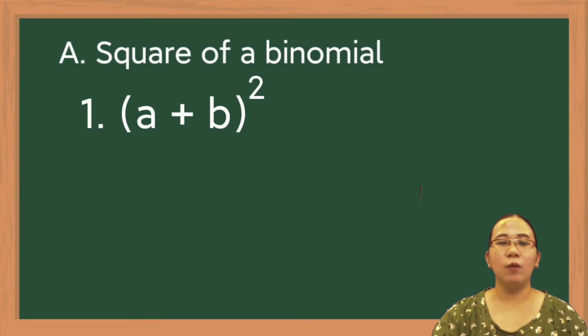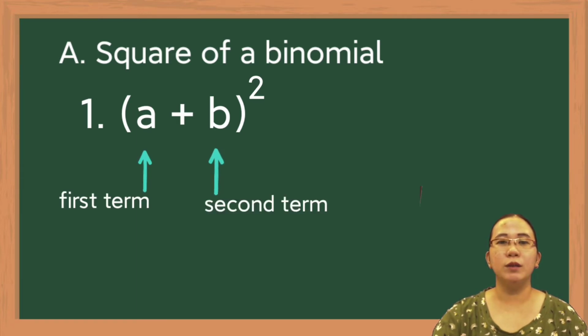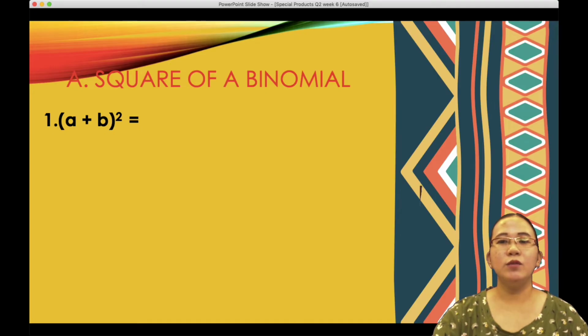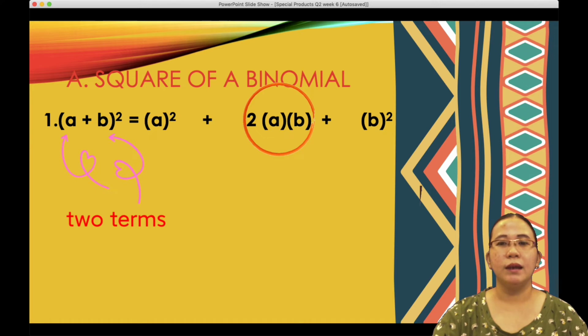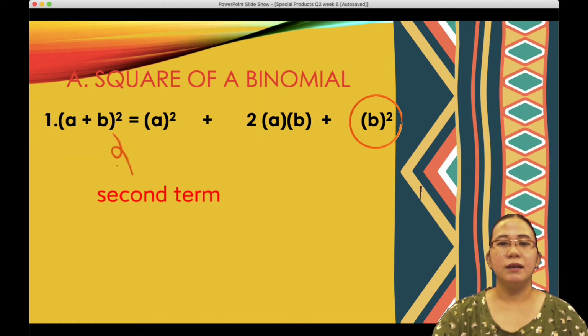What is the square of the sum of A and B? For this example, I'm going to show you 3 steps on how to get the product of a square of a binomial. For the first step, we need to square the first term of a binomial. Second, multiply 2 to the product of 2 terms. Lastly, square the second term.